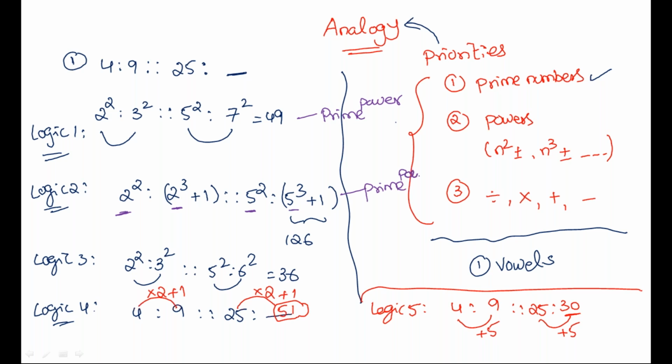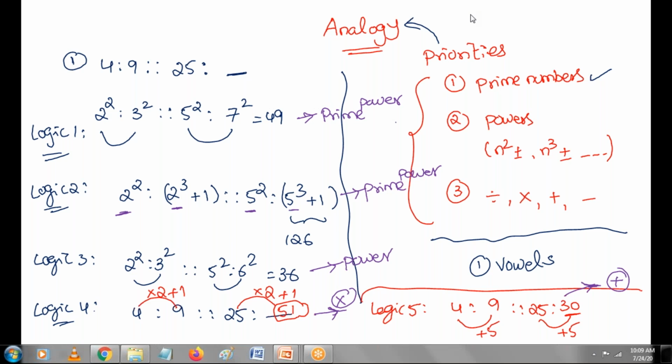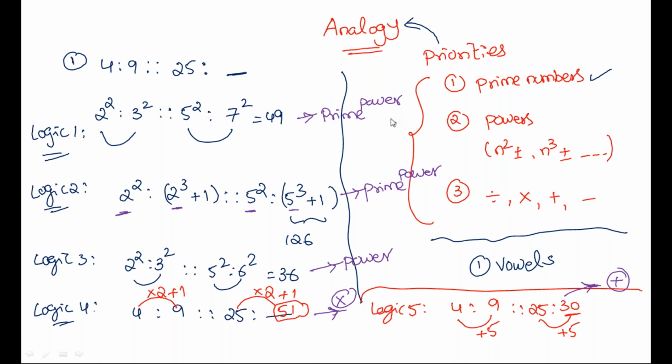Next one is powers: 2 square, 3 square, cube. Okay, all powers. Next, I use multiplication. Finally, I use addition. See that, multiplication here, addition here, right? So prime number. As per priorities, whatever we discussed, the priorities will play a huge role in this.